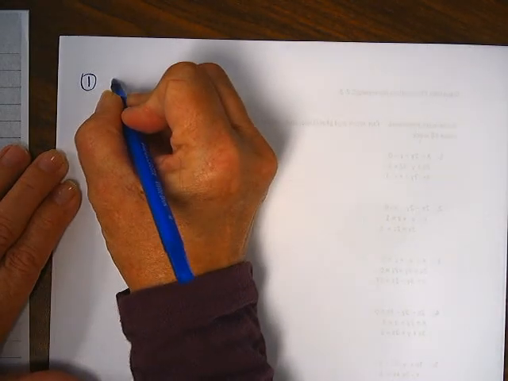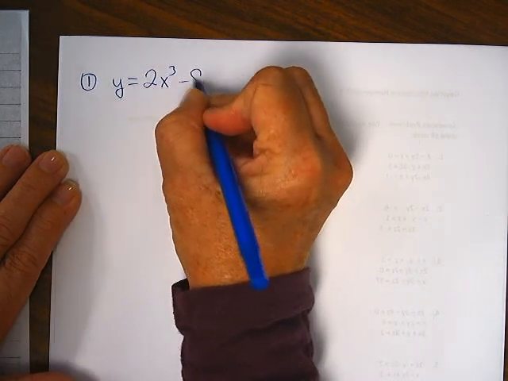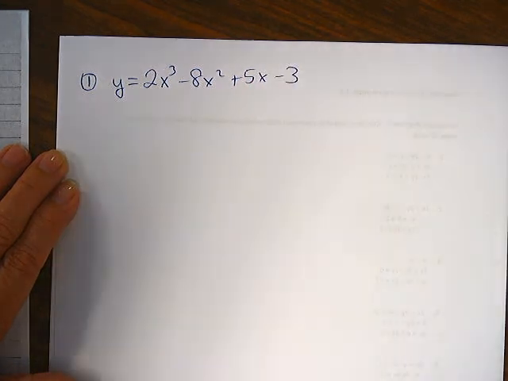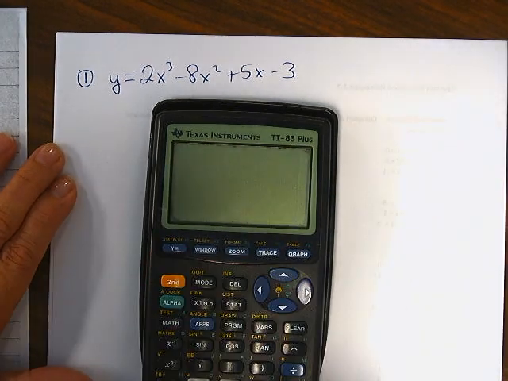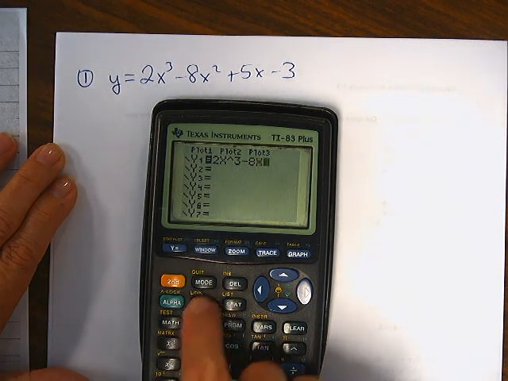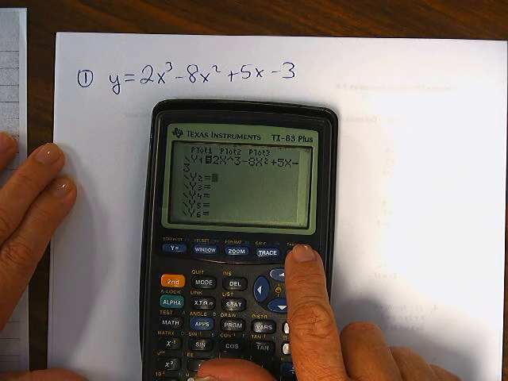Okay, so our first one, let's take a look. Let's say y equals 2x cubed minus 8x squared plus 5x minus 3. So we're going to put that into the calculator and have you take a look at it. Oops, turn it on. So we've got 2x. To get to the cubed, you have to use that little caret button. Raise to the third minus 8x squared plus 5x minus 3. And let's go to the graph. Take a look at what this looks like.